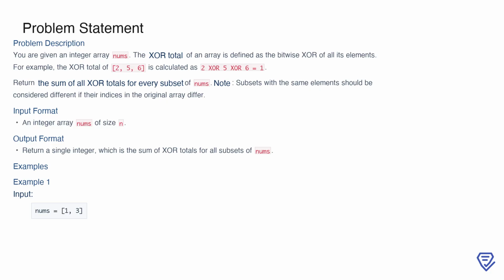One important thing to note is that subsets with the same elements but different indices in the original array are considered distinct. The input to our function will be the nums array, and the output will be a single integer representing the sum of all XOR totals across all subsets.